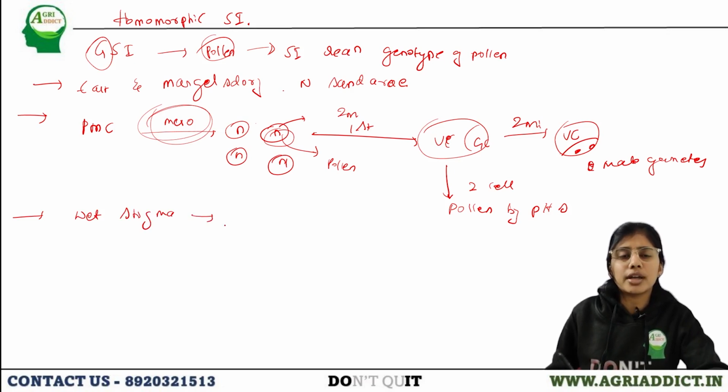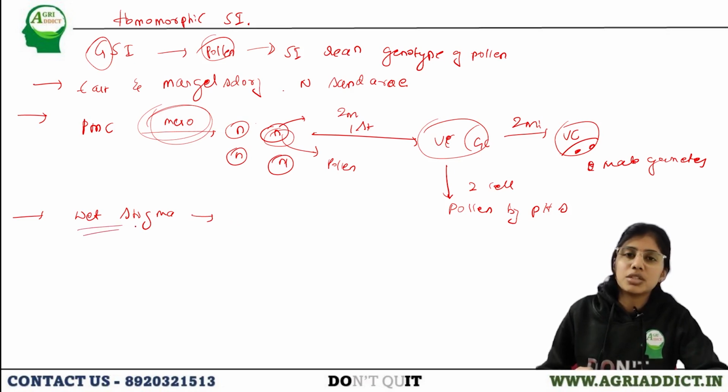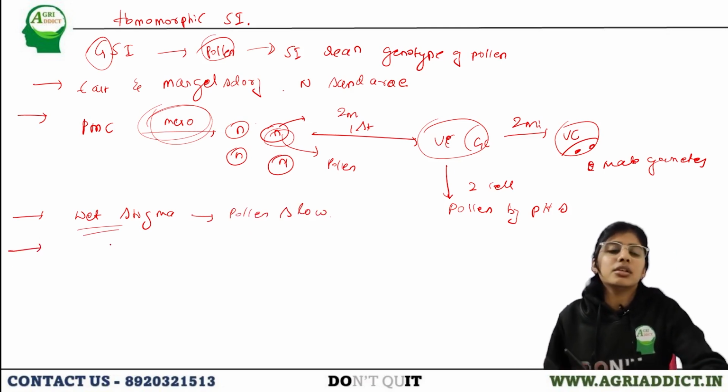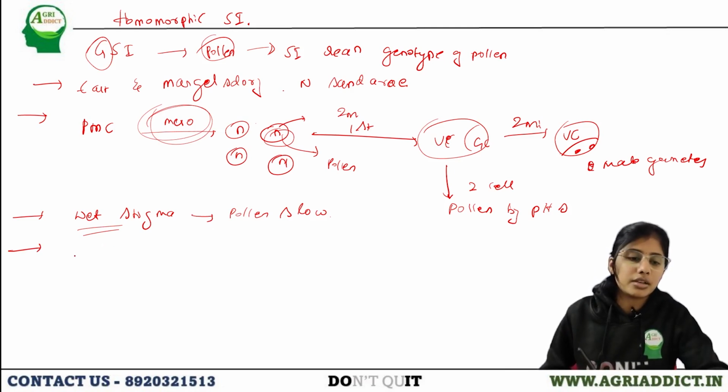We know that pollen hydration is very much needed for the pollen germination to take place. So wet stigma means pollen germination can happen, but it will be slow. Slow germination will take place. Then where will the mechanism be acting? That is, the pollen will get arrested in the style region. It will germinate, but it will get arrested in the stylar region.